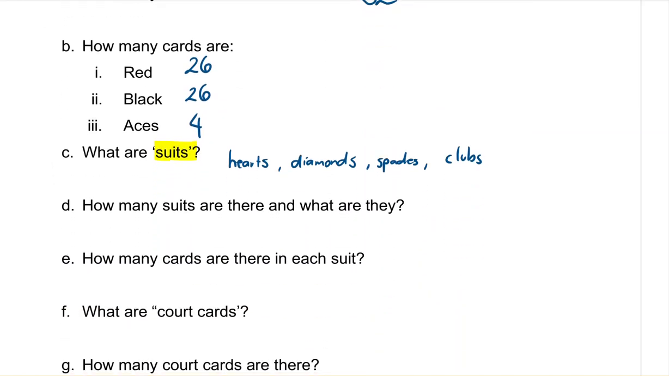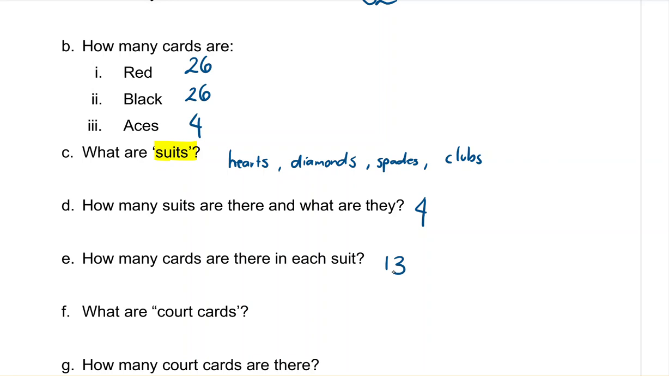So part D says, how many suits are there? There are 4 of them. It does say, and what are they? But I've already answered that in C, so I'm not going to write that again. So the suits are hearts, diamonds, spades, and clubs. They are the little pictures that you see that go along with the number or the letter. How many cards are there in each suit? So in each one of those lines there was 13.